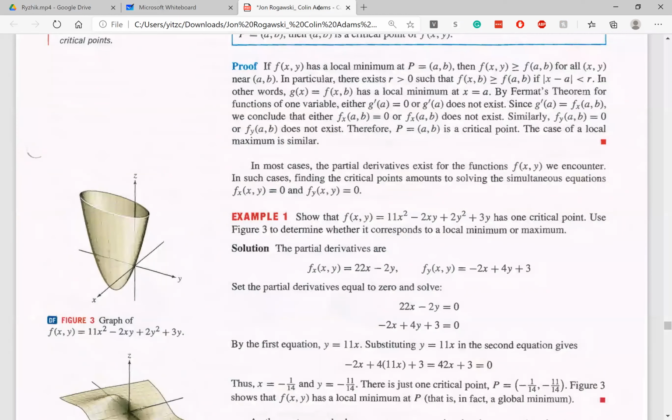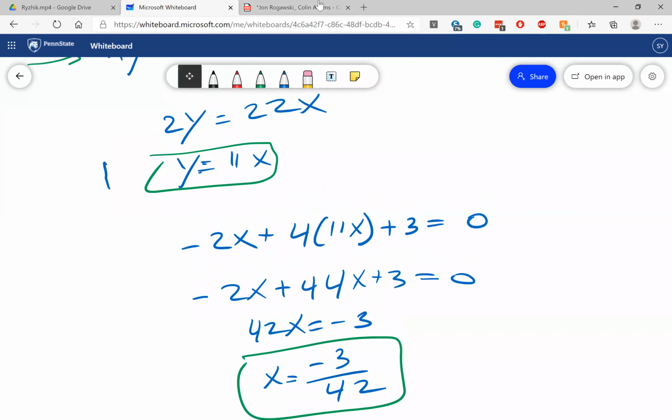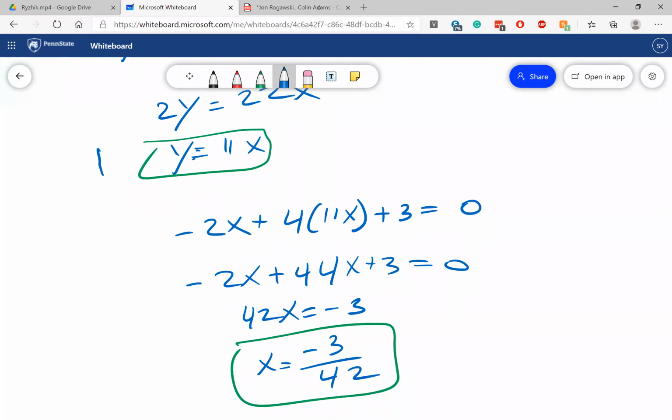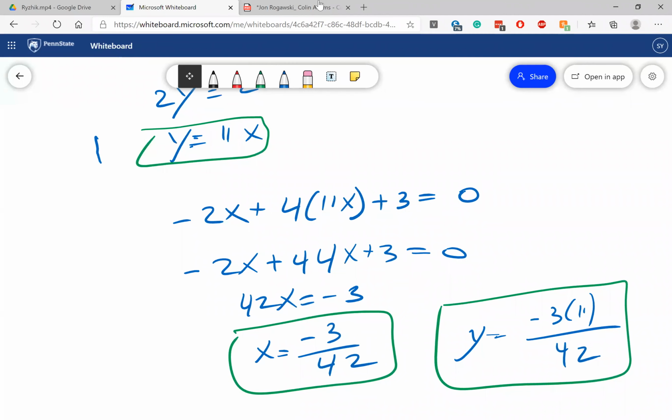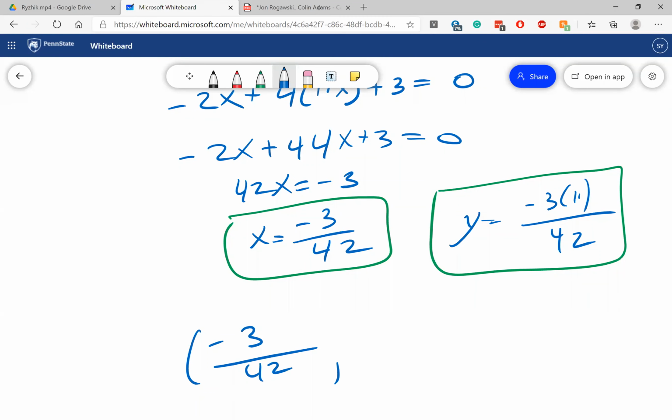So that's our x. Now our y is going to be 11 of those. So y is going to be negative 3 times 11 over 42. So our critical point is negative 3 over 42 and negative 33 over 42. Any questions about this?